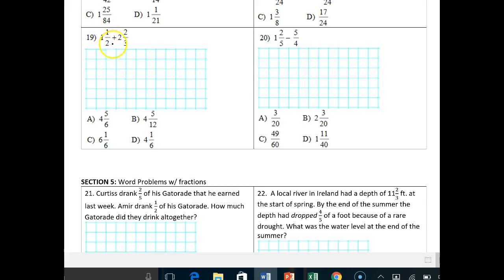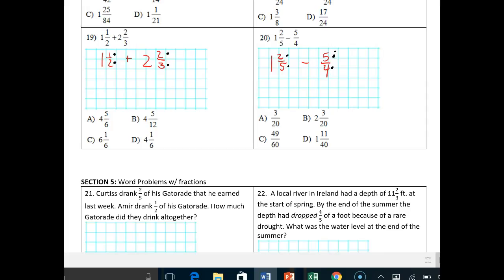1 1/2 plus 2 2/3. You will multiply each of these fractions by some number to find common denominators. 1 2/5 minus 5/4. You will multiply each of these denominators by some number to find common denominators.